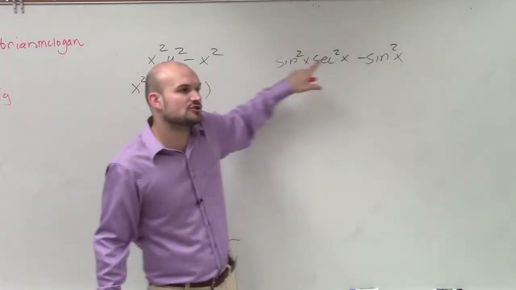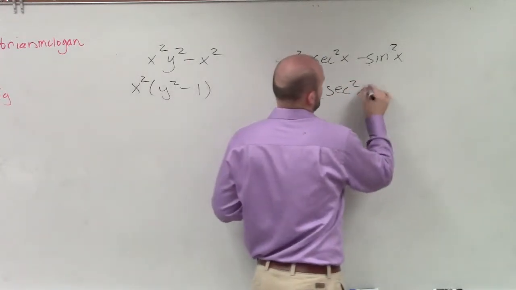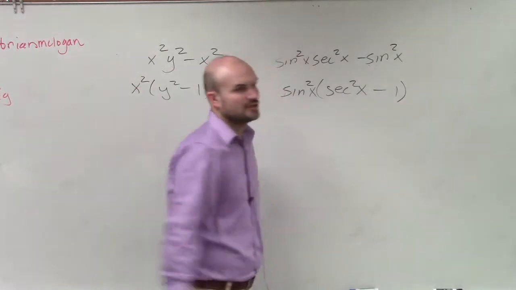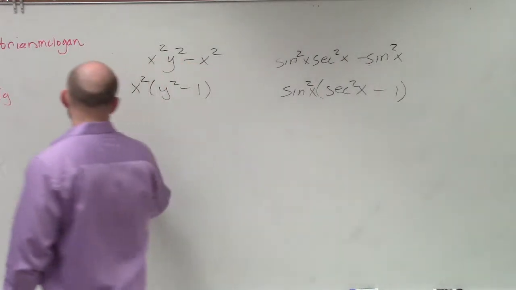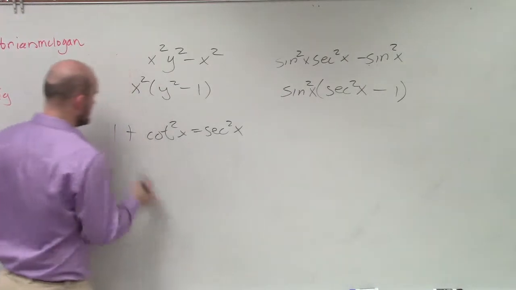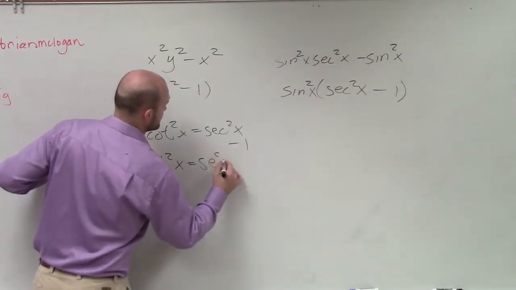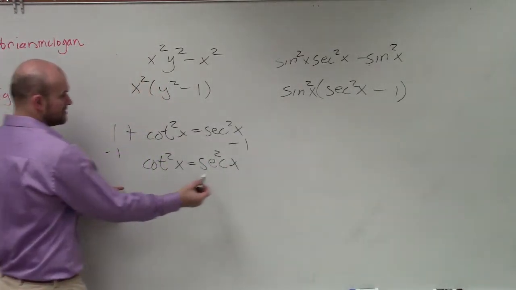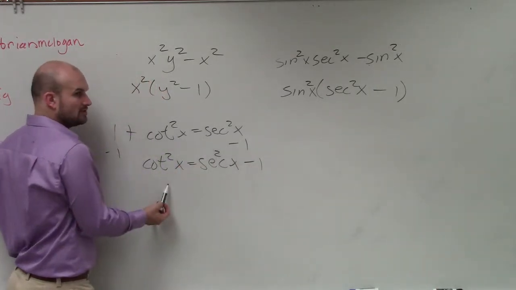Here, you can see they both share a sine squared. Sine squared times secant squared of x minus 1. Now, I need to look at my Pythagorean identities and see what secant squared of x minus 1 represents. Well, remember, 1 plus cotangent squared of x equals secant squared of x. So if I subtract 1, cotangent squared of x equals secant squared of x minus 1. So now I can replace secant squared of x minus 1 with cotangent squared.